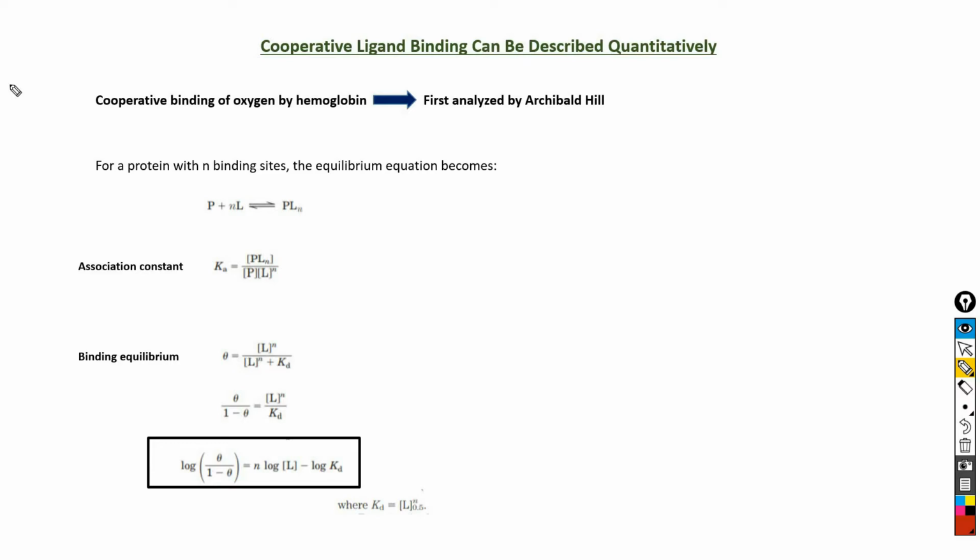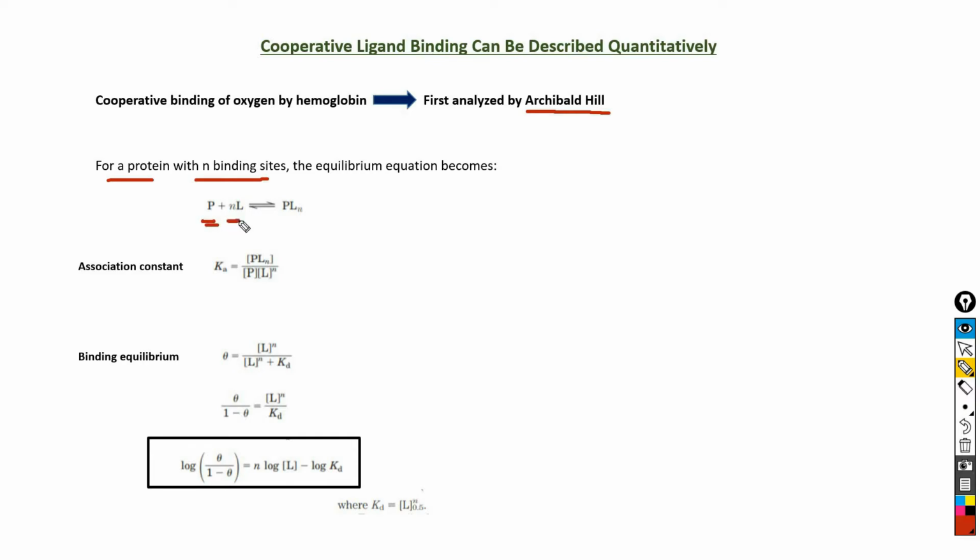So now coming to a quantitative description of protein ligand interactions for a protein that shows a cooperative ligand binding pattern. The binding of hemoglobin with oxygen is a cooperative binding, and the cooperative binding of oxygen by hemoglobin was first analyzed by Archibald Hill. Suppose a protein has n binding sites for ligand. In general, the reversible binding of a protein to a ligand is described by a simple equilibrium expression, as you can see here.